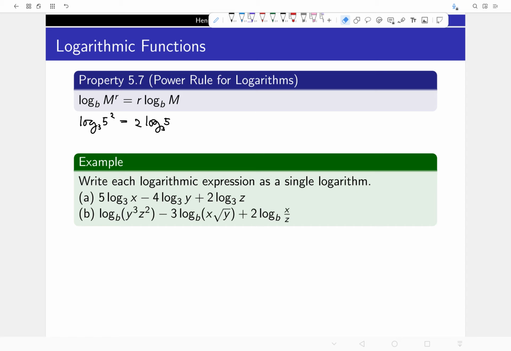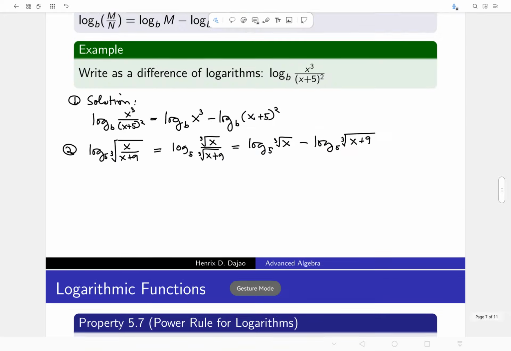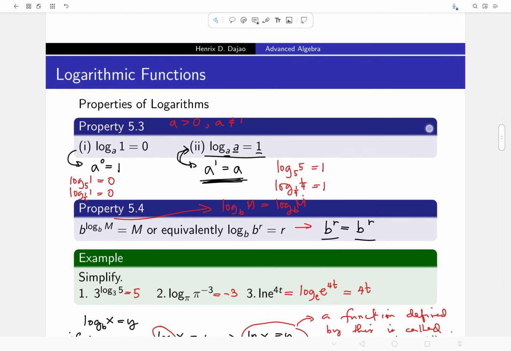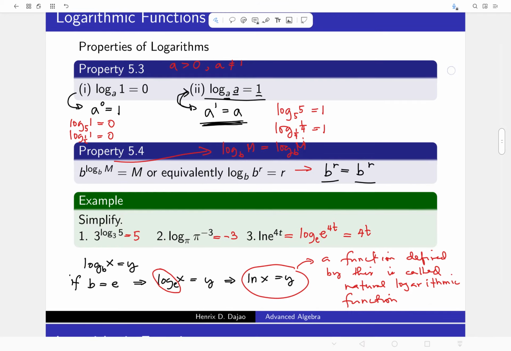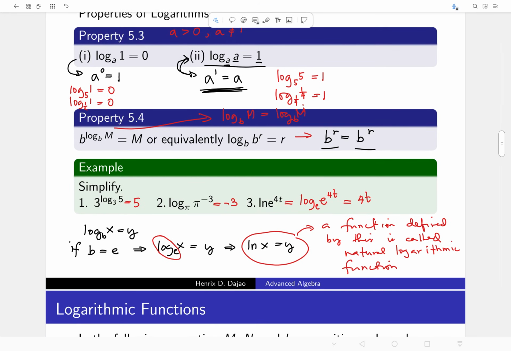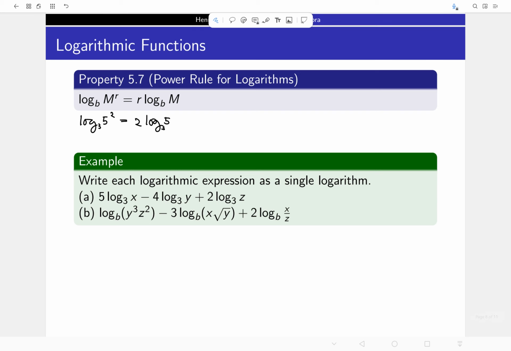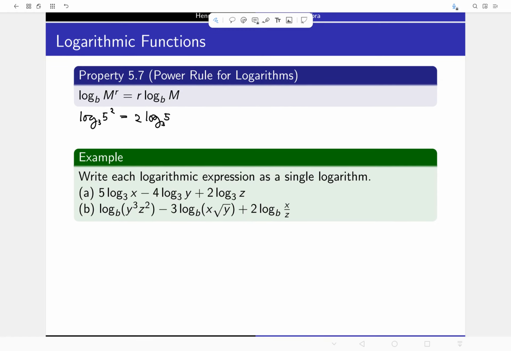We will use the properties we have learned so far. We have the power rule, the quotient rule, the product rule, as well as all those properties: Property 5.3, 5.4, and so on. What we will do here is write each logarithmic expression as a single logarithm.